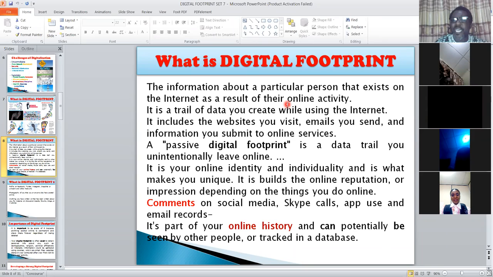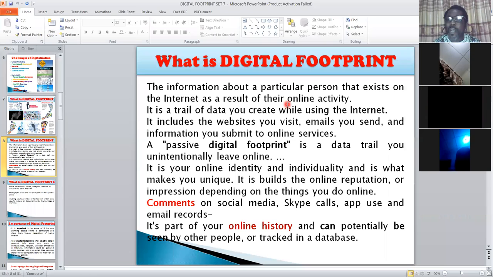Once you tap on any site, without your knowledge, some information has been collected. Please, I want you to follow me very carefully here. When you get online, when you want to do one or two things online, information is being collected about you without you knowing it. It is a trail of data you create while using the internet.